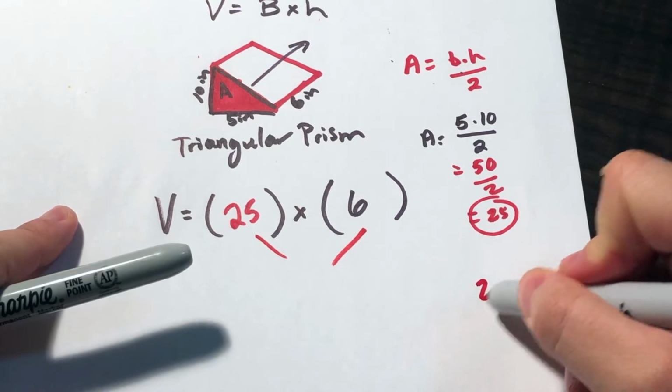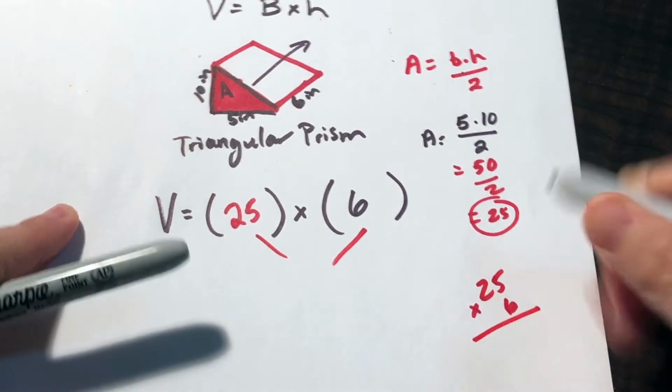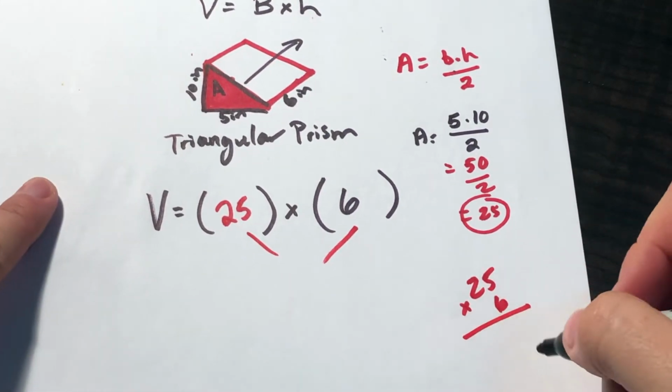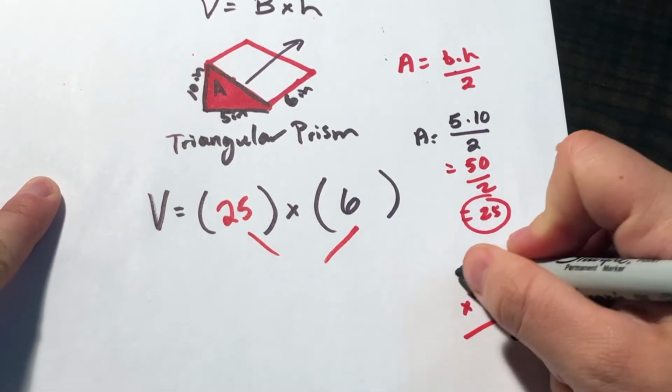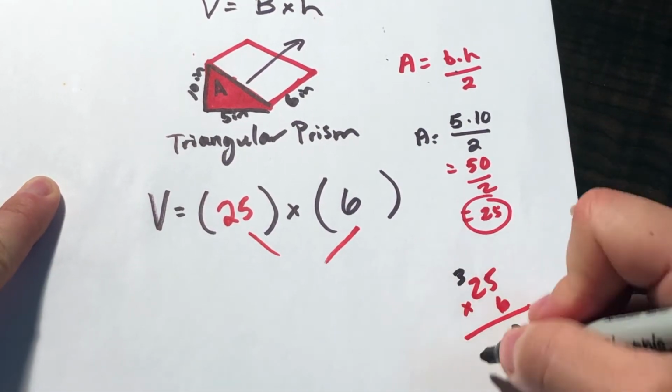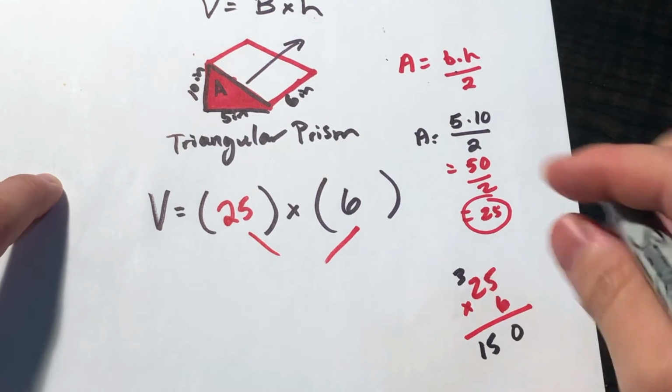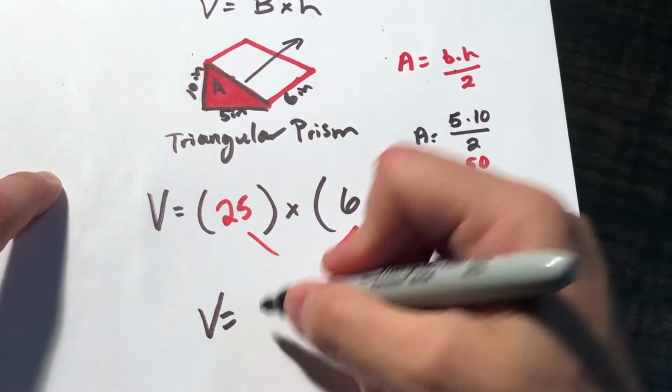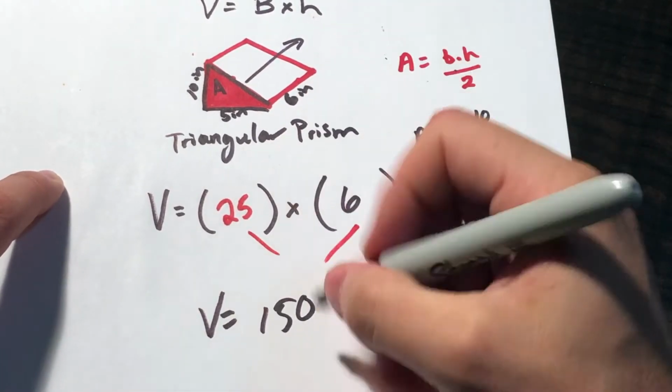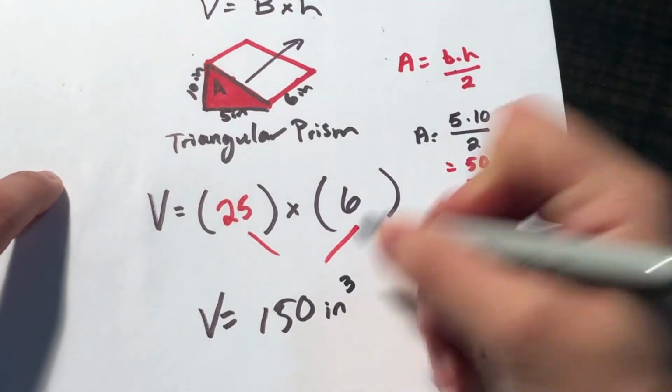So let's do it on the side. 25 times 6, let's see what we get. 6 times 5 is 30, carry my 3. Boom, 150. So the volume of this triangle is 150 inches cubed.